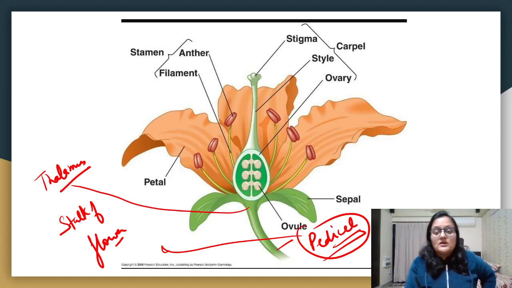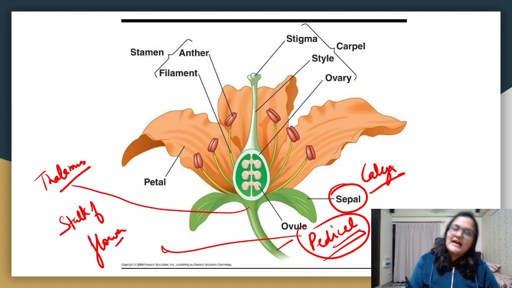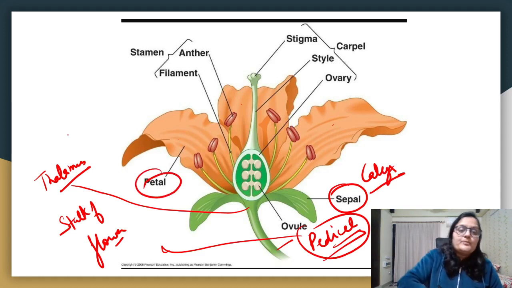The outermost whorl of the flower is the sepal. Sepals are always green in color, and the group of sepals is known as the calyx. Then the colorful things you can see here are the petals. The group of petals is known as the corolla.